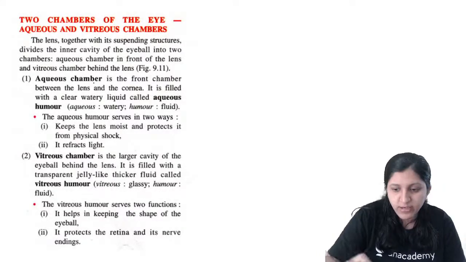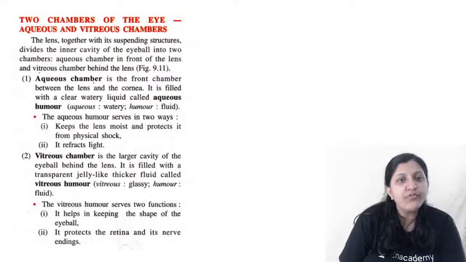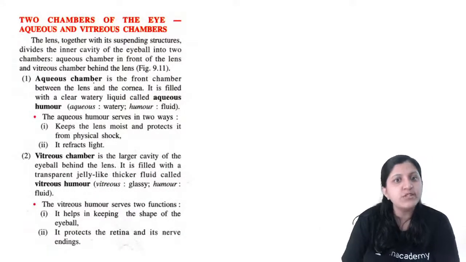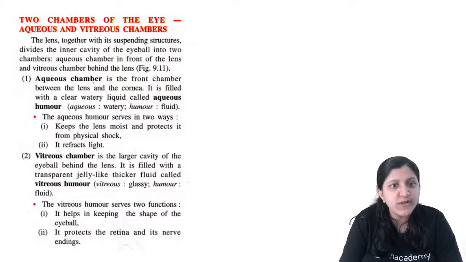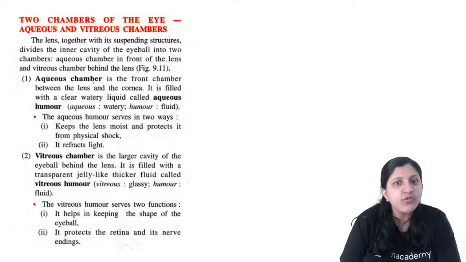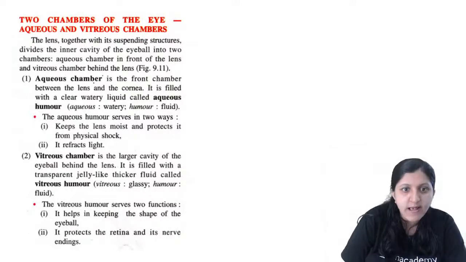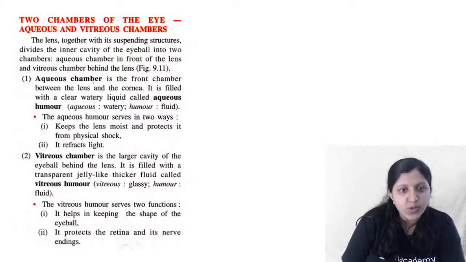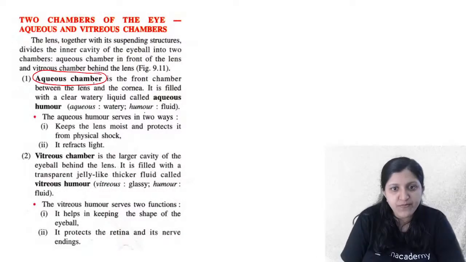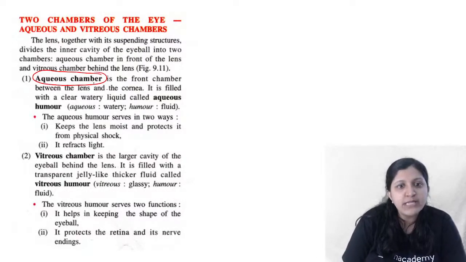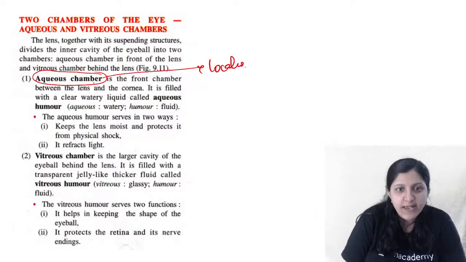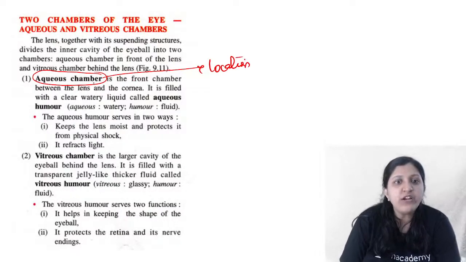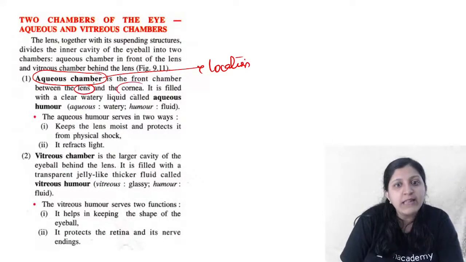So after that the two chambers we will see. The lens together with its suspending structure divides the inner cavity of the eyeball into two chambers. There is the aqueous chamber in front of the lens, and the vitreous chamber behind the lens. The aqueous chamber, you need to know the location, is the front chamber between the lens and the cornea.